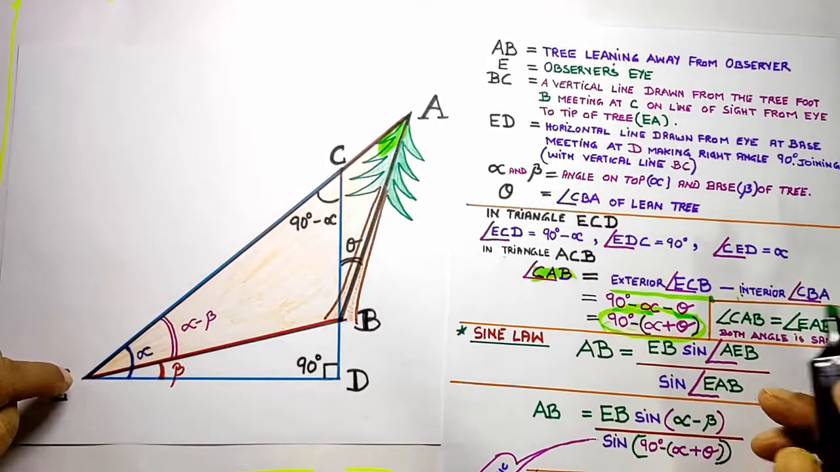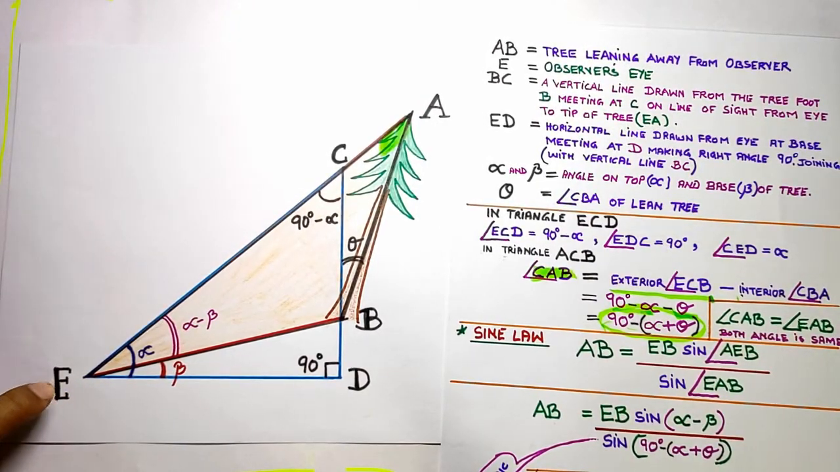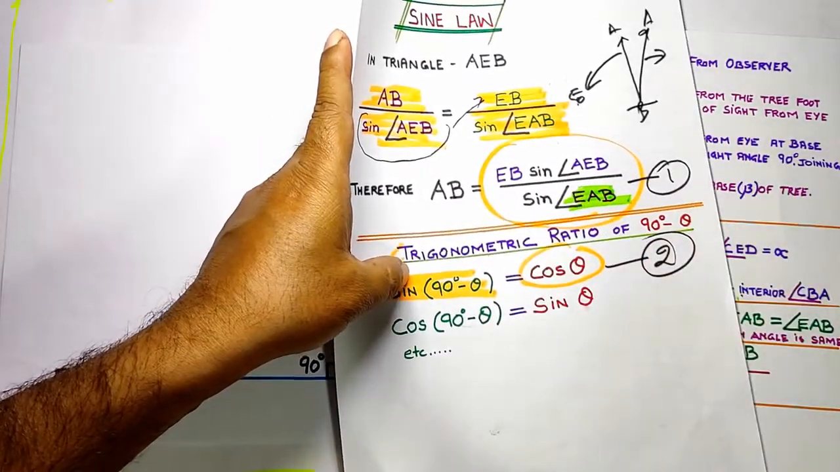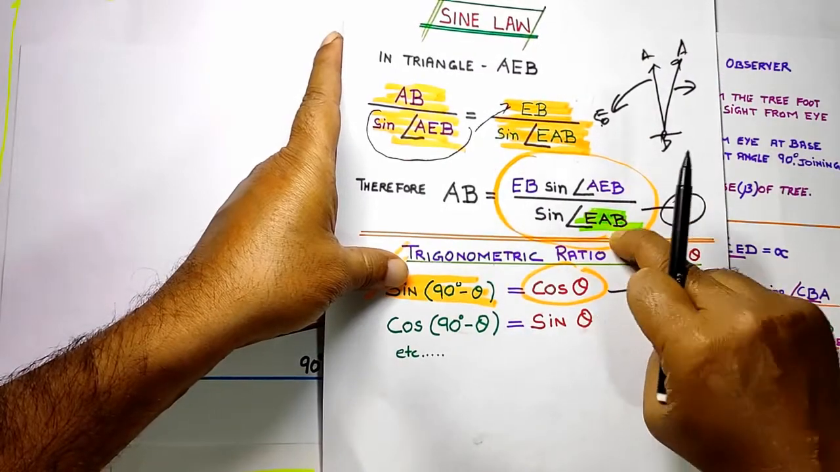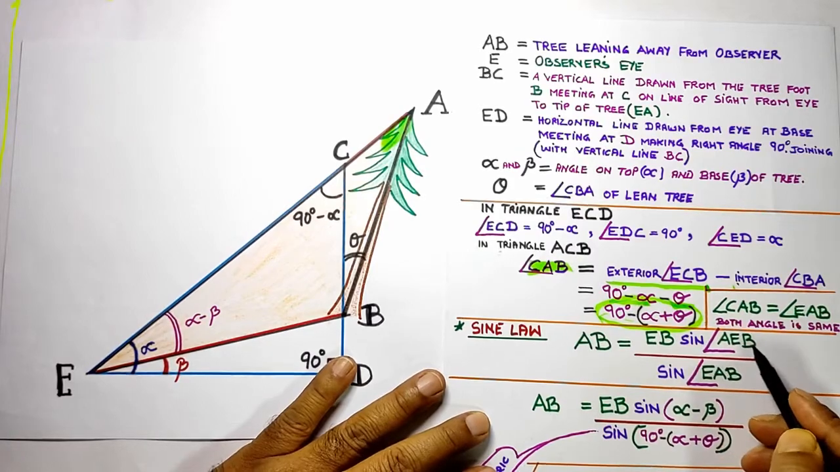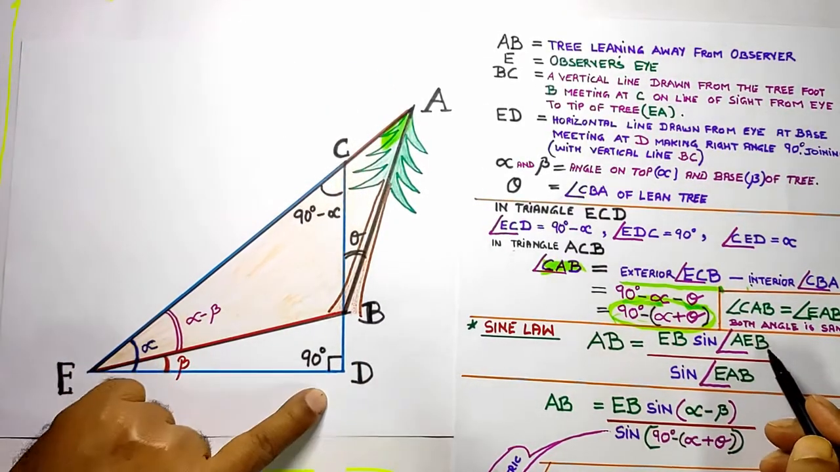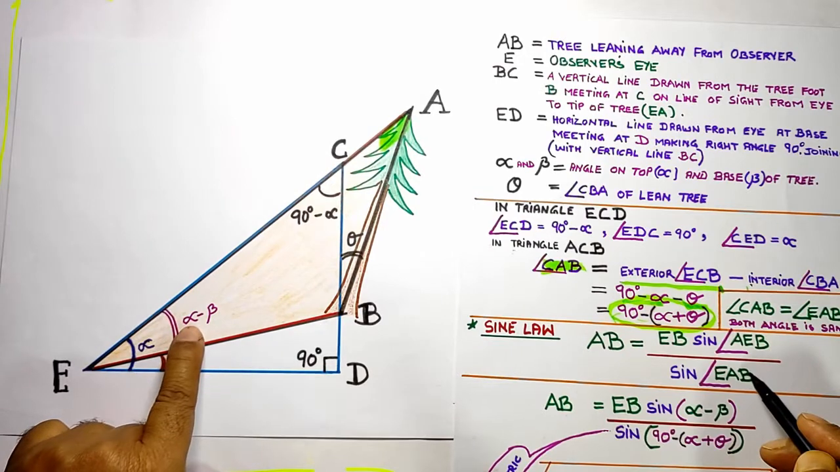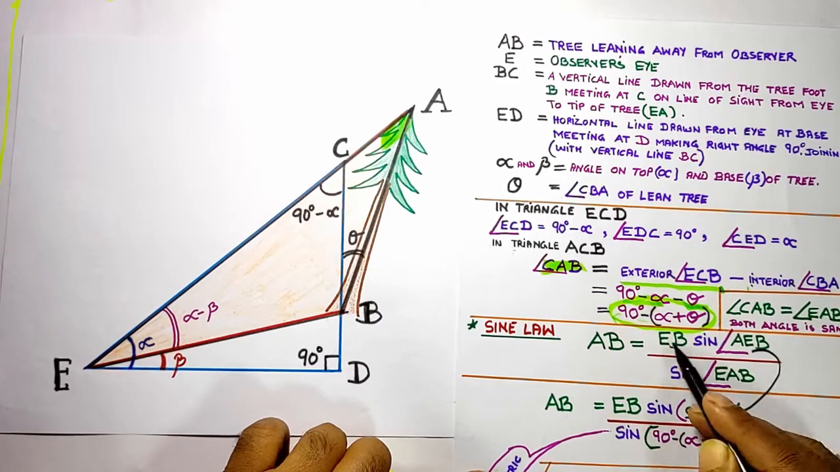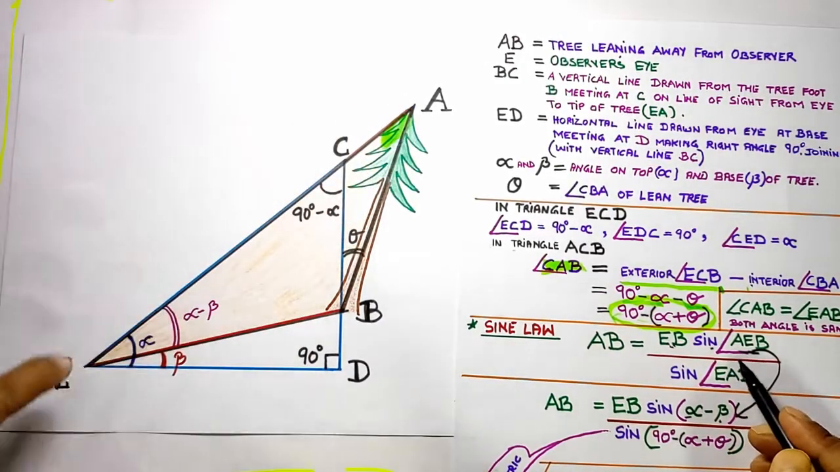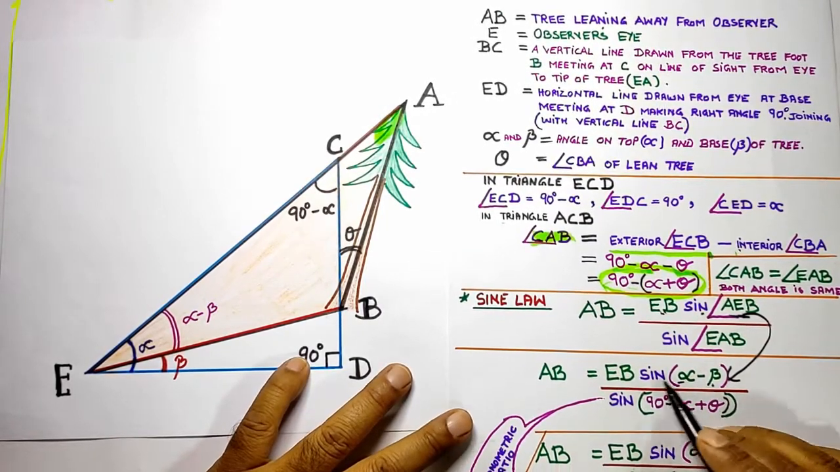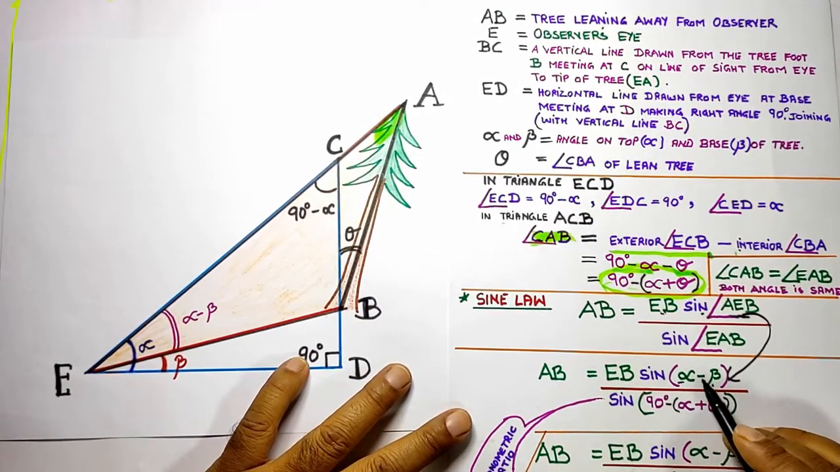So our objective is what? Our objective is to get EAB, to put in the sine law, this formula. So what we will do? This is the sine law. AB is equal to EB sine AEB. What is AEB? AEB is always alpha minus beta. So AEB we will put here, alpha minus beta. EB sine AEB, in AEB we will put sine, in bracket, alpha minus beta.